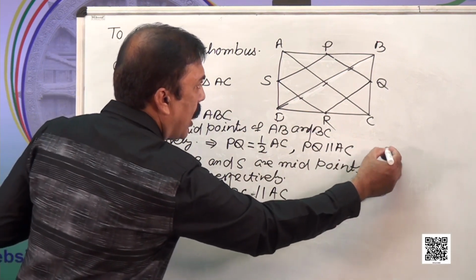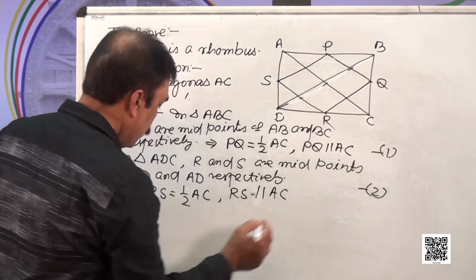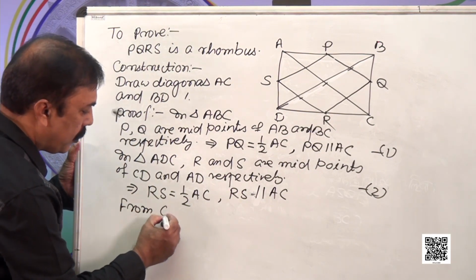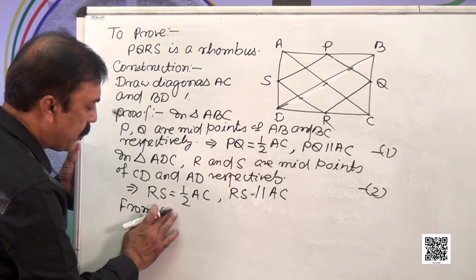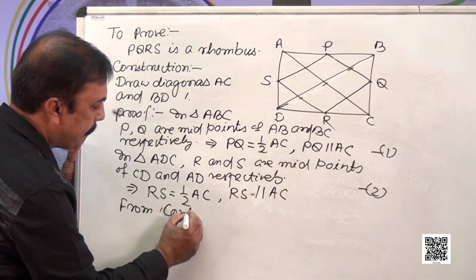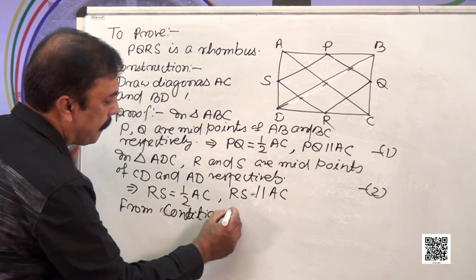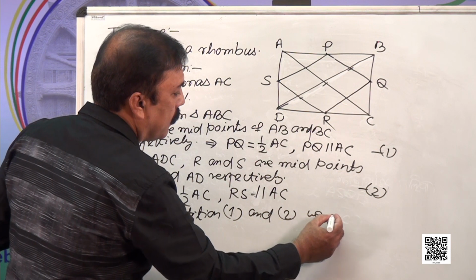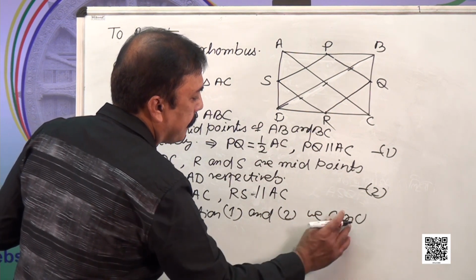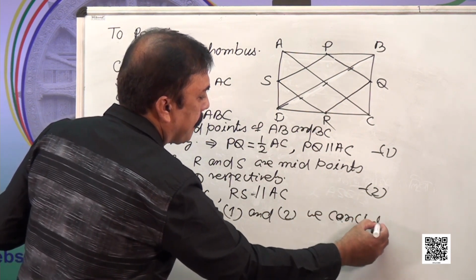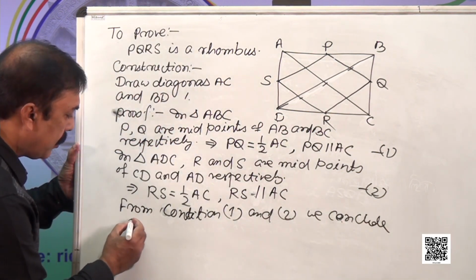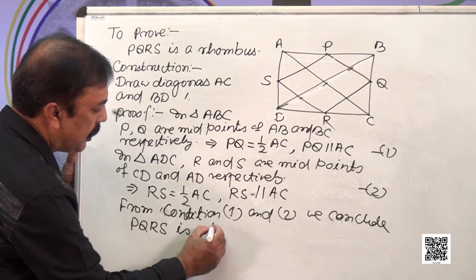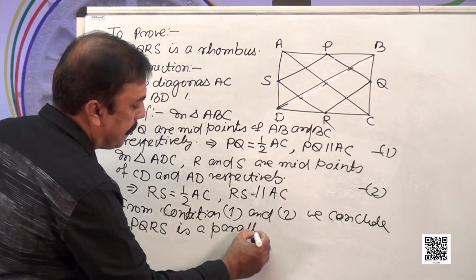From condition 1 and condition 2, we can conclude that PQRS is a parallelogram.